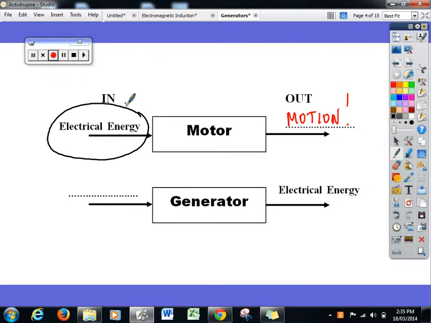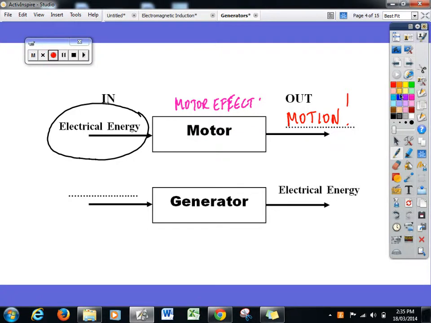And what is the cause of that motion? The motion is caused by the motor effect. Okay. So, a motor. Electrical energy goes in. That electricity is taken in by a current carrying conductor. They are in the presence of a magnetic field. Therefore, the motor effect will cause the coil to move. The resulting thing is motion. Okay.